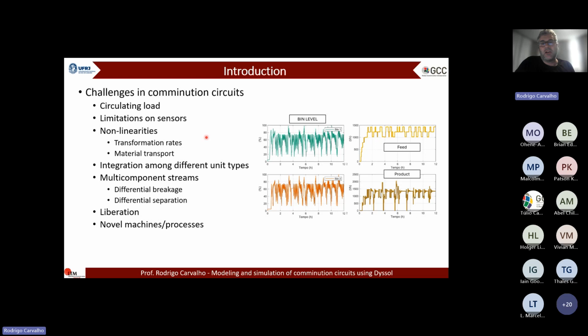So the harder material may lead to an increase in the grindability, and also result in differential separation. So the material that is coming back to the comminution stage is not the same as the one that you are feeding into the system. So we have to deal with that as well.